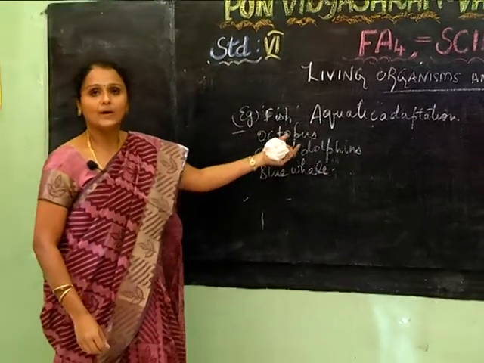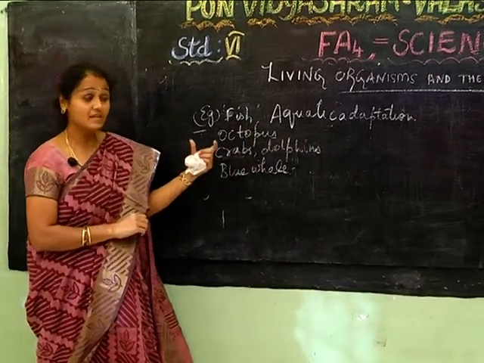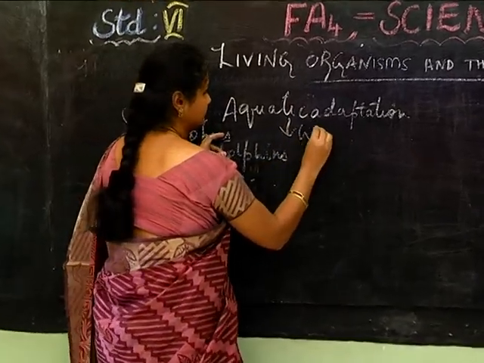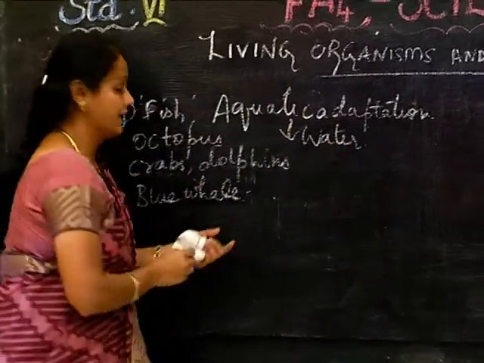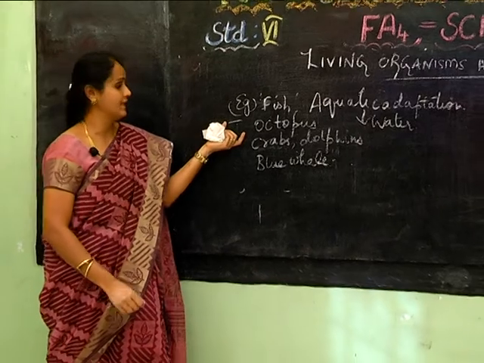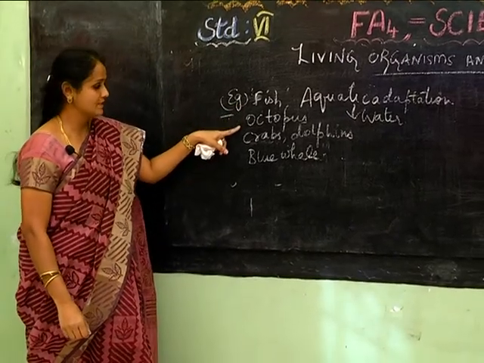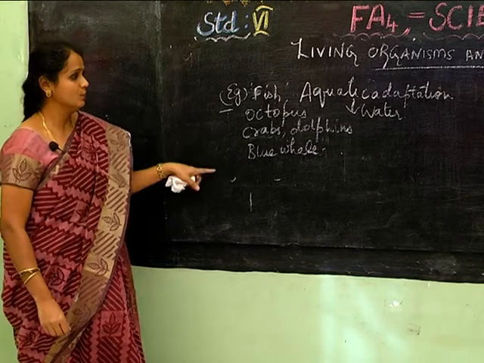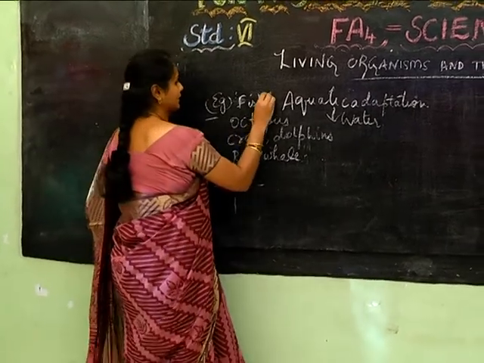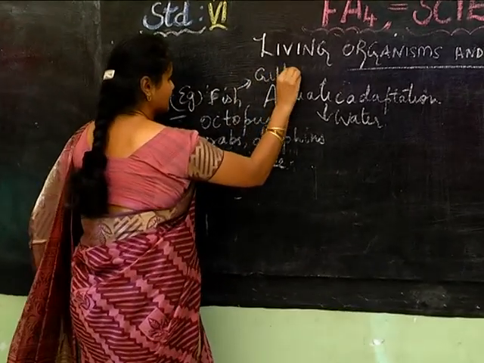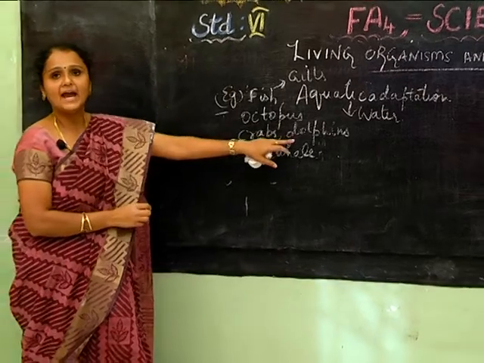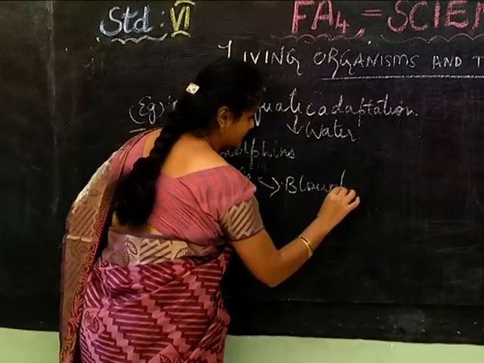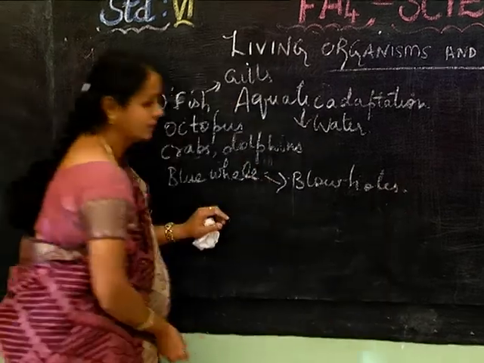Next one is aquatic adaptation. The animals which live only in water, we call it aquatic adaptation. The examples of aquatic adaptation are fish, octopus, crabs, dolphins and blue whale. Usually the fish will respire through gills, but blue whale and dolphin do not have gills. Instead they have blowholes for respiration.